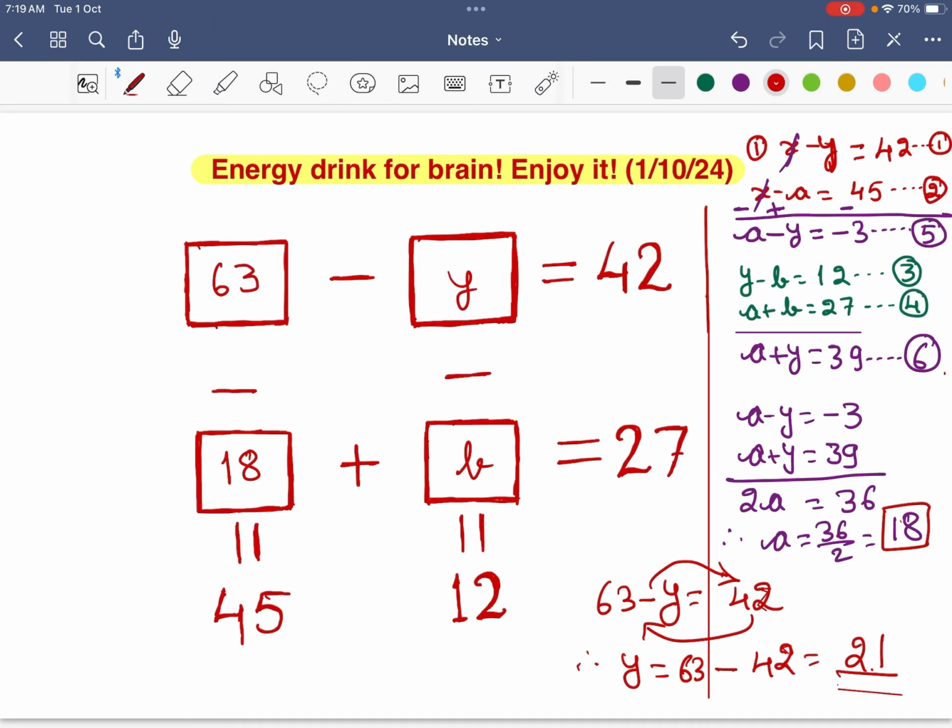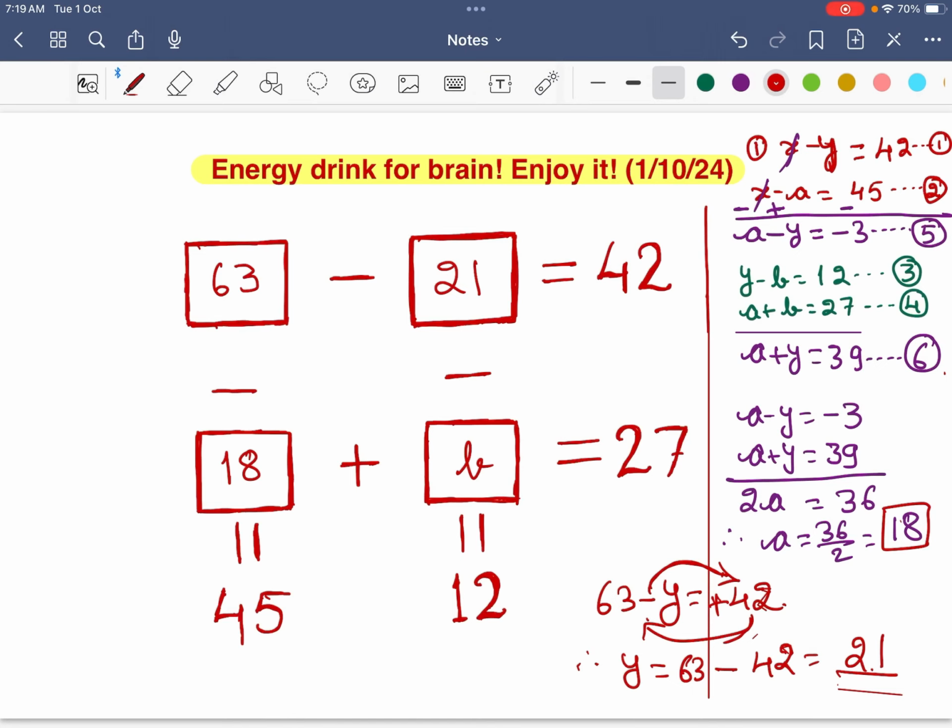Just have a look and get the clarity. 63 minus y, this minus y, when we shift to other side, it will become plus y, and this plus 42 will become minus 42, and so we are getting y is equal to 21.